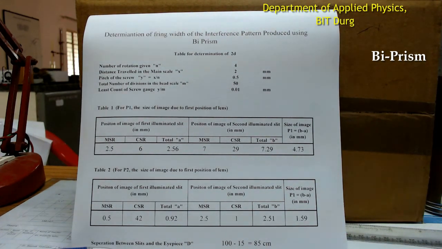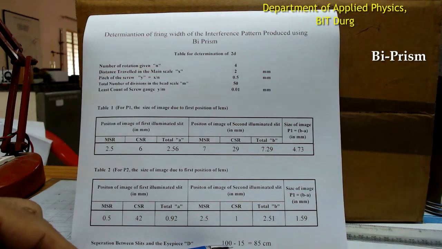Now the separation between the slit and the eyepiece, that is, slit and screen. As we have shown, the position of the source, that is the slit, is at 100 centimeter and the position of the eyepiece is at 15 centimeter. So the separation between these two becomes equal to 85 centimeter.